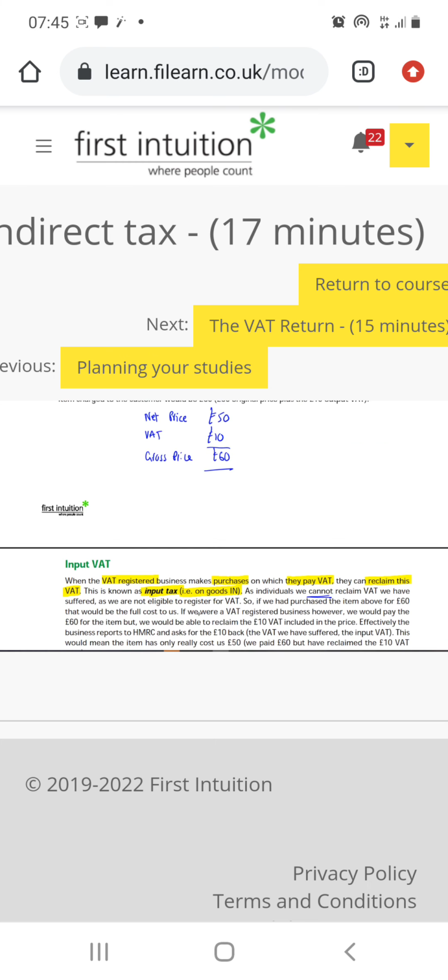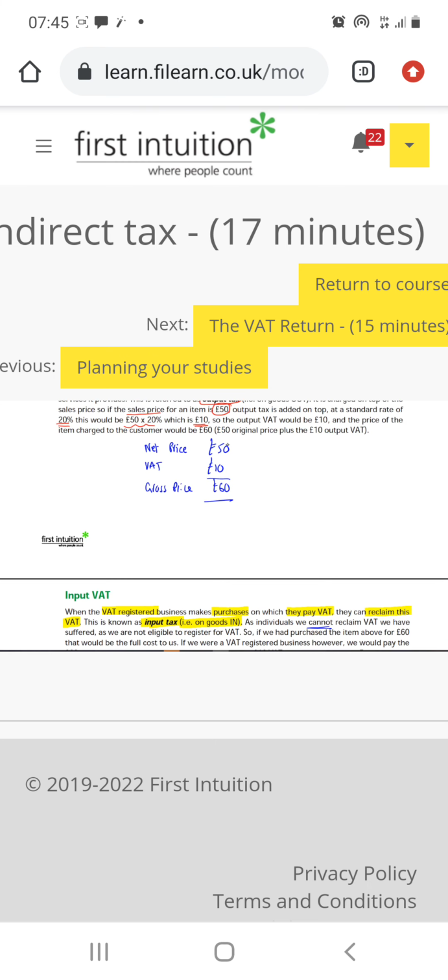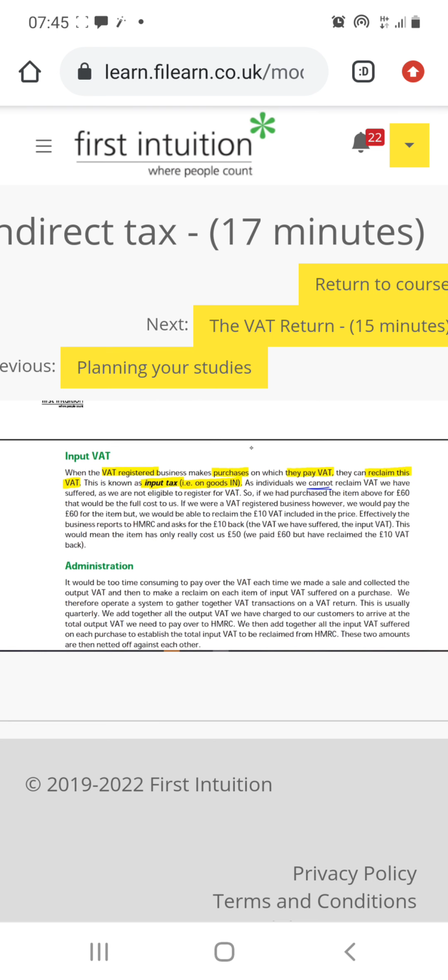So if we stick with the example that we had here, our item for £50 with VAT of 10 and a gross of 60, if that item was purchased by a VAT registered business, they would pay £60, so they would spend £60 from their cash, but they would be able to reclaim £10 from Revenue and Customs, which means the actual price to them of the chair is actually only 50. Yes, they paid 60 to begin with, but they're going to be getting 10 back, so they're only actually paying the net cost of 50.